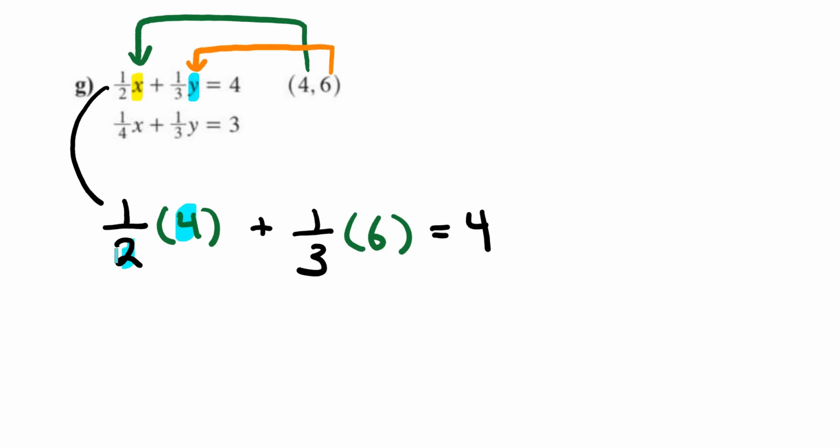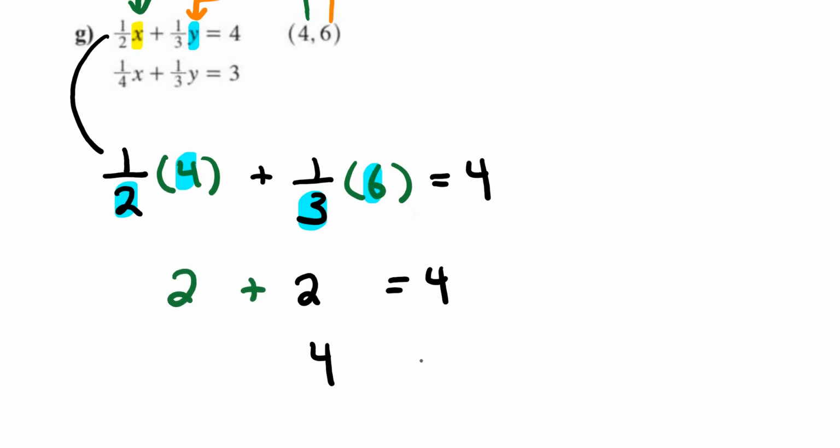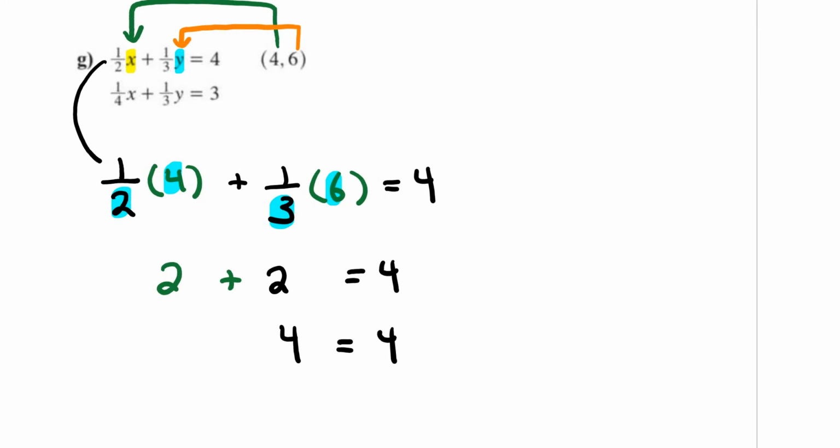Okay, so let's do this. What is 4 divided by 2? Well, 4 divided by 2 is 2 plus, and what is 6 divided by 3? Well, 6 divided by 3 is 2, and 2 plus 2 is going to be 4, so 4 equals 4, the left-hand side equals the right-hand side, so that definitely works. All right, so now we got to try this on the second equation here.